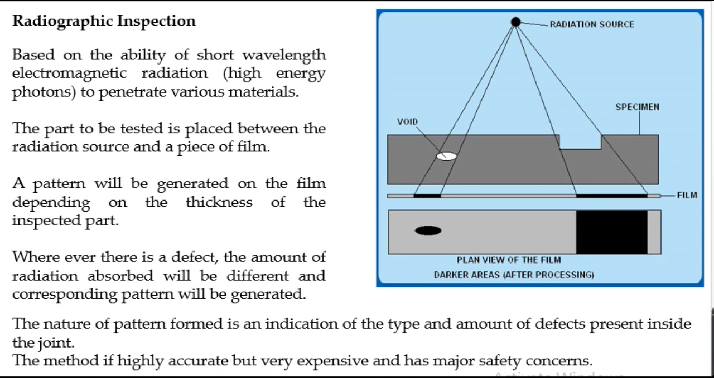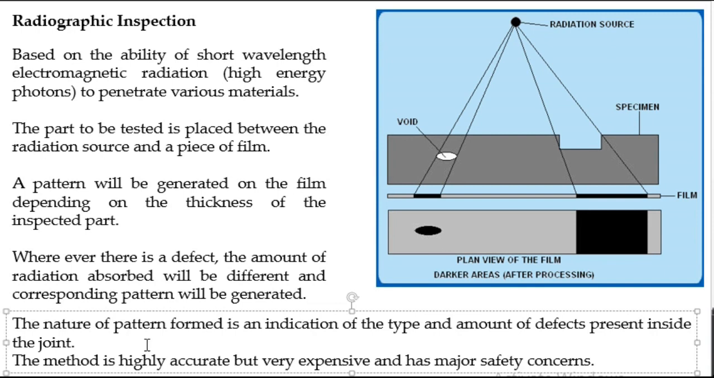Now if there are no defects or discontinuities inside the joint, a particular form of pattern will be formed. But if some defects or discontinuities are present inside the welded joint, a different type of pattern will be formed. So the nature of the pattern which is formed after the radiation has passed through the specimen is an indication of the type and amount of defects present inside the joint. The method is highly accurate, but it is expensive, and it has major safety concerns.